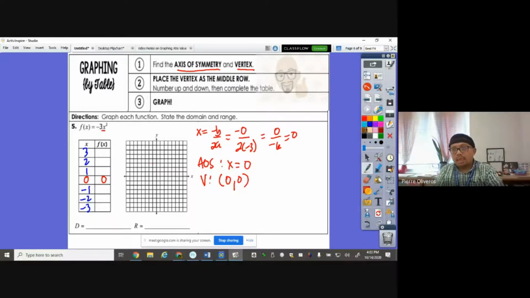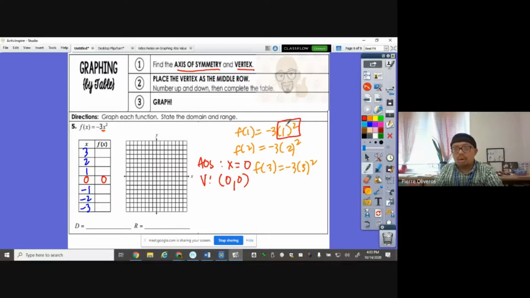So I will plug in the values, starting with 1 here. What's 1 squared? So f of 1 is equal to negative 3 times 1 squared. f of 2, negative 3 times 2 squared. f of 3, negative 3 times 3 squared. Again, remember that we have to square it first. 1 squared is 1 times negative 3 is negative 3. 2 squared is 4, 4 times negative 3 is negative 12. 3 squared is 9, this will be negative 27.